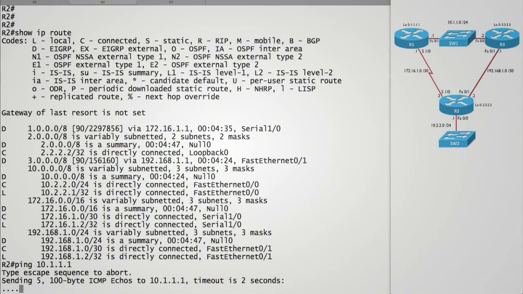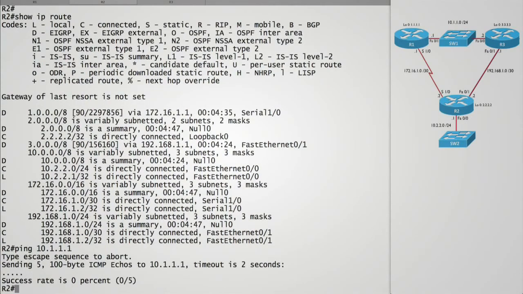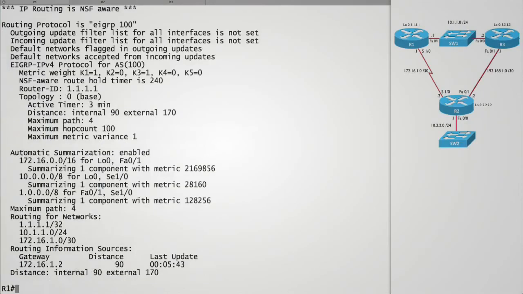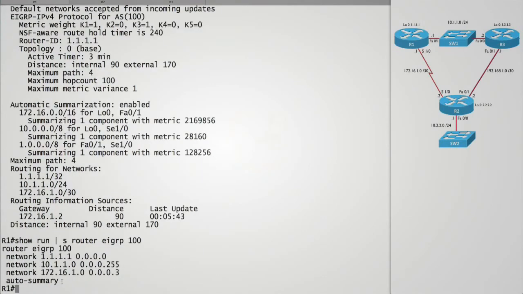Why don't we know how to get there? Well, let's go to R3 or R1 and we can do a show ip protocols. Since we were pinging the interface on R1, let's go there. Let's do a show ip protocols. And we can see that automatic summarization is enabled, and we are summarizing this 10. network. Here's the command that makes that happen. Let's do a show run | section router eigrp 100. The command that makes this happen is auto-summary.